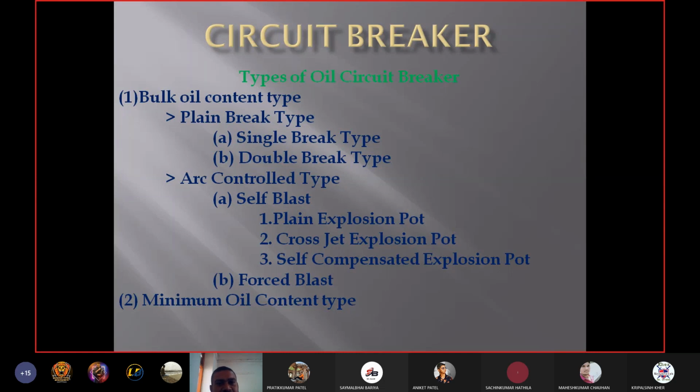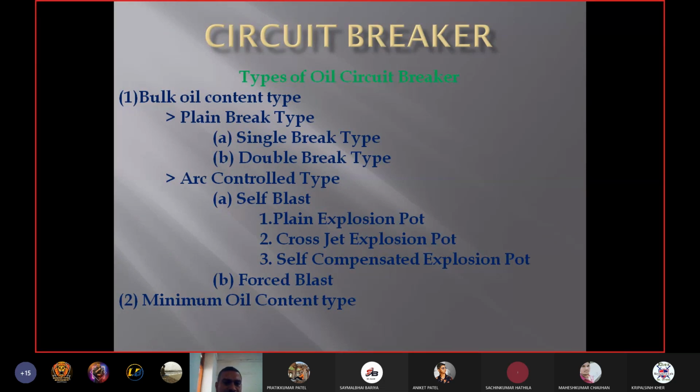In the plain break type oil circuit breaker we have two types: the single break type and the double break type. In the single break type there is only one break of the contact. We can say there is only one connection which we are breaking, whereas in the double break type there are two connections which we are breaking. So it is known as the single break and double break type.